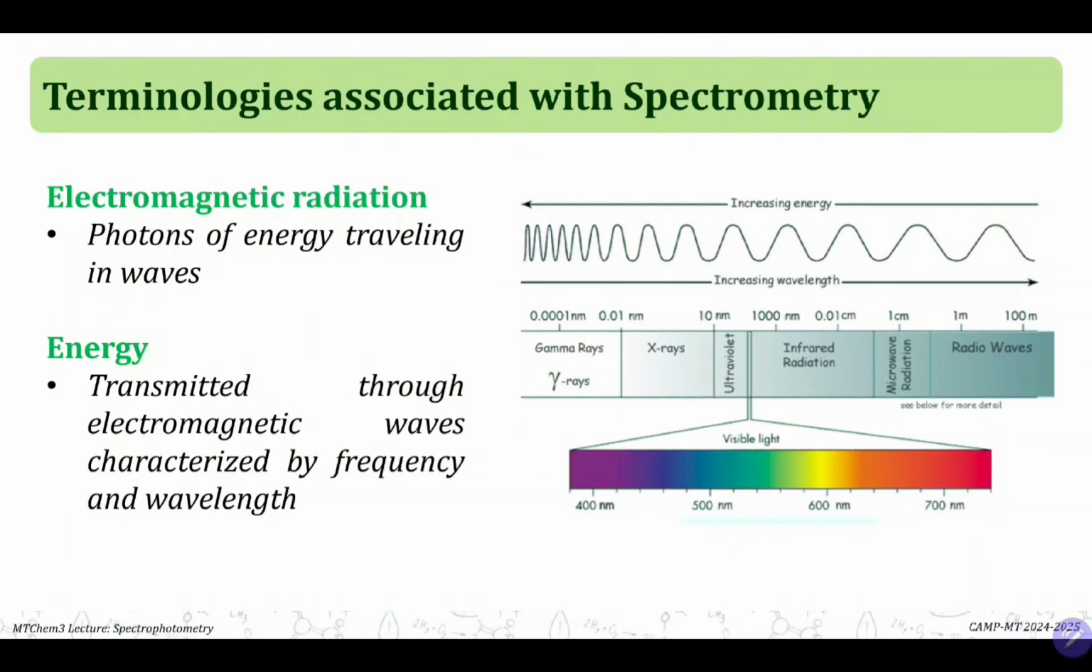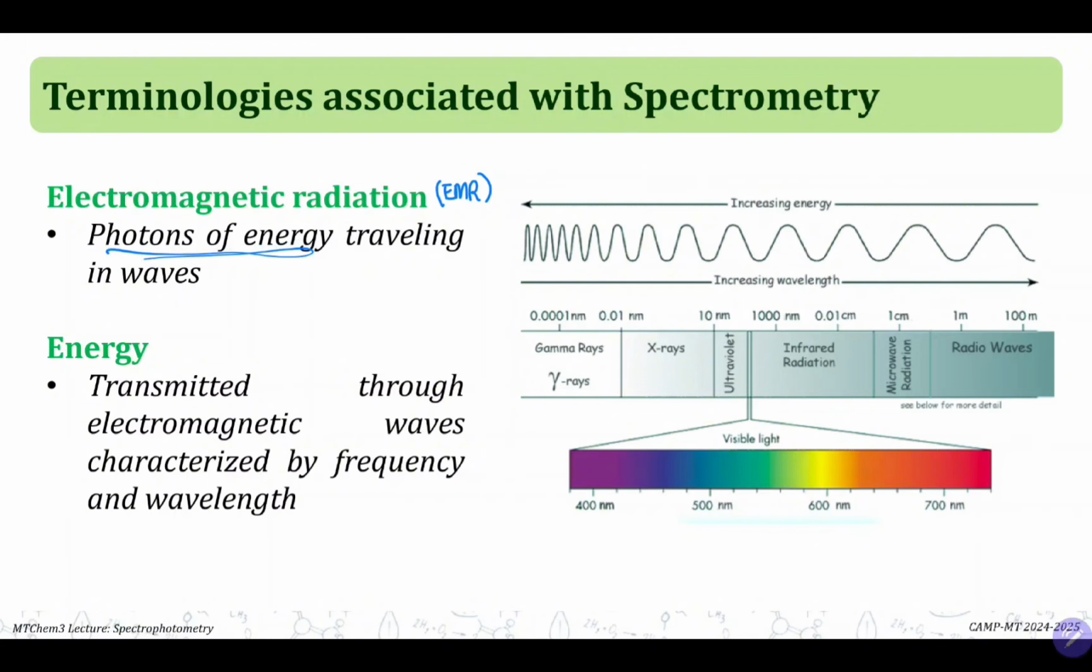Now, most instruments today use filters, prisms, and gratings to be able to select or isolate a narrow range of incident wavelength. Now, the radiant energy that passes through an object will be partially reflected, absorbed, or transmitted. Now, for you to be able to better understand your spectrometry, you should familiarize yourselves with the following terminologies. First one is your electromagnetic radiation or simply EMR. This refers to the photons of energy traveling in waves.